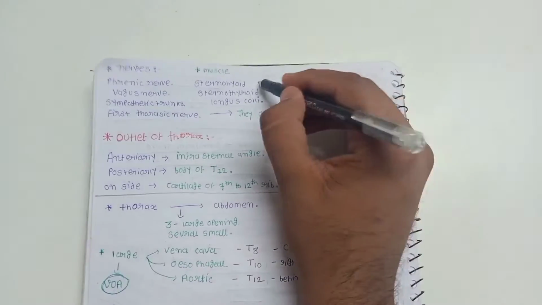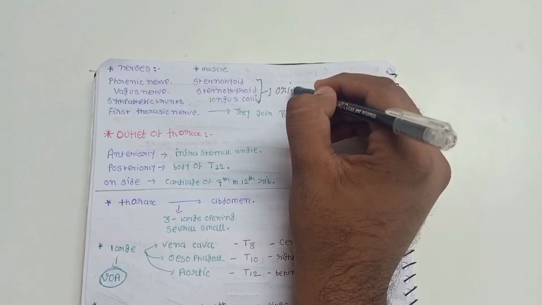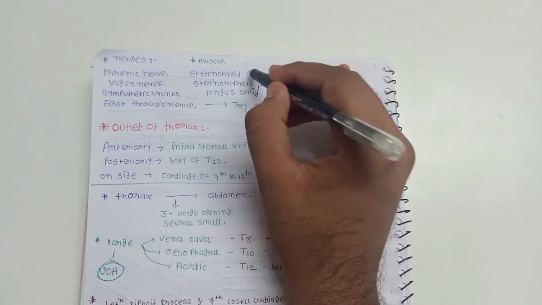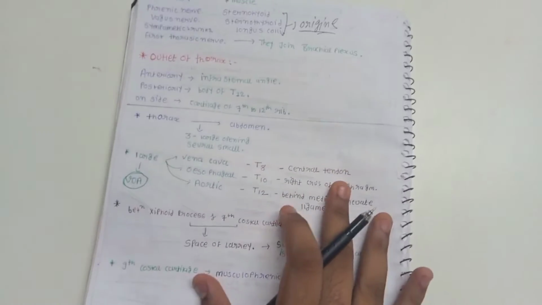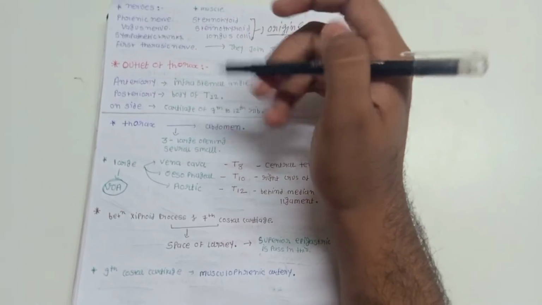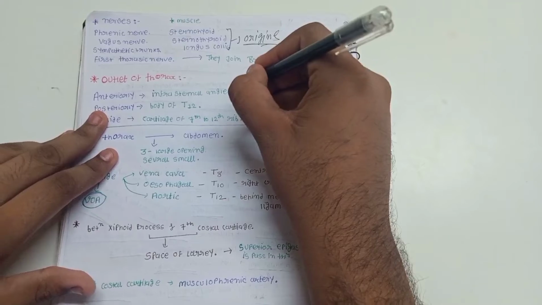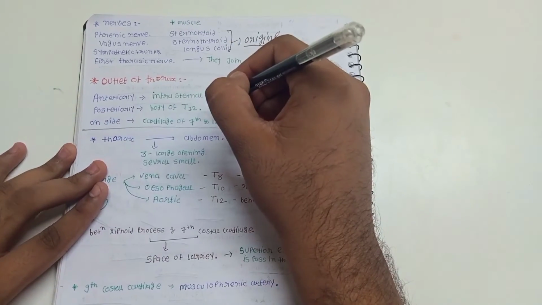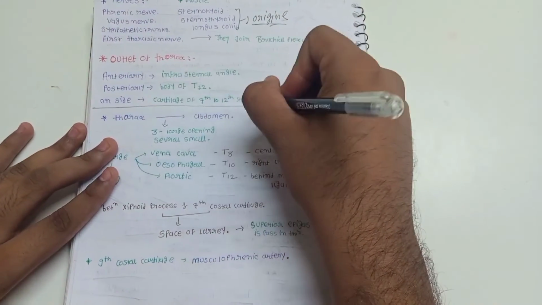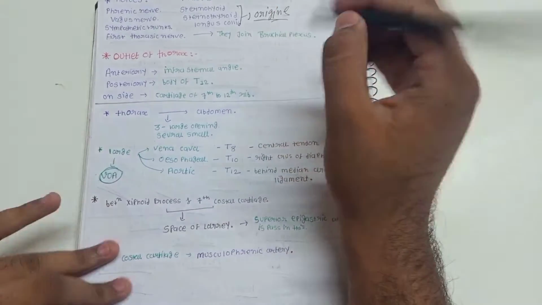The three muscles that originate from the inlet of the thorax are the sternohyoid, sternothyroid and longus colli. So that was the inlet, the upper part; now the outlet, the lower part. The outlet of the thorax is bounded anteriorly by the infrasternal angle, posteriorly by the body of the T12 vertebra, and on the sides by the costal cartilages of the 7th to 12th ribs.